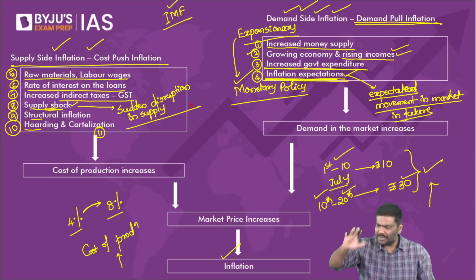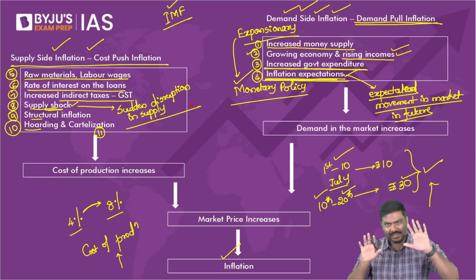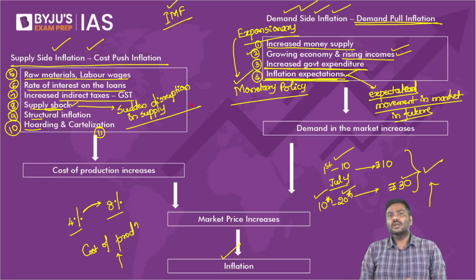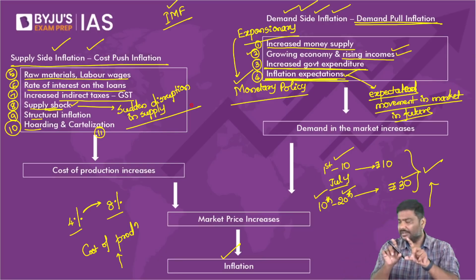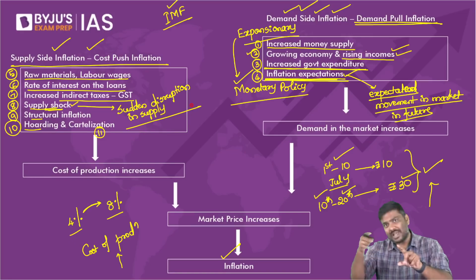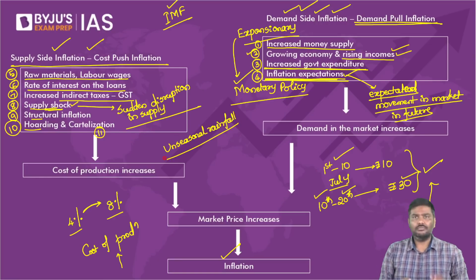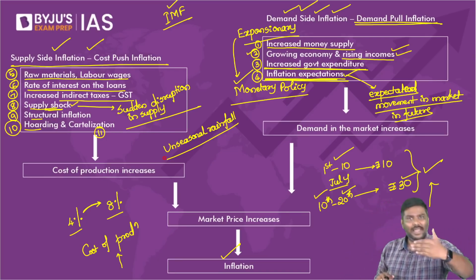Best example that I can think of today in the current affairs is tomato. Now, please tell me some of the reasons why supply of tomato has reduced. Can I say it is because of unseasonal rainfall? Let me know. There are various reasons, but because of unseasonal rainfall, tomato supply has gone down.